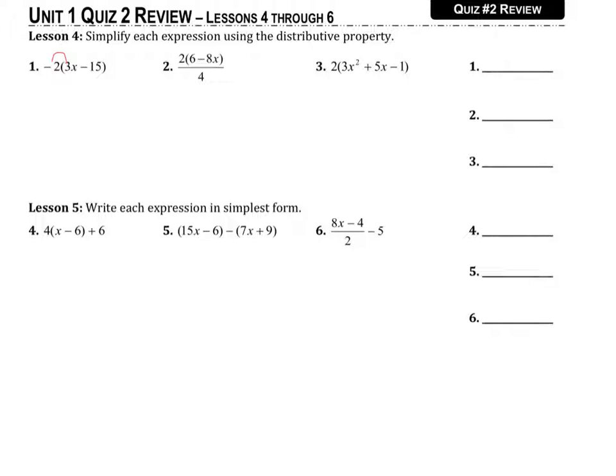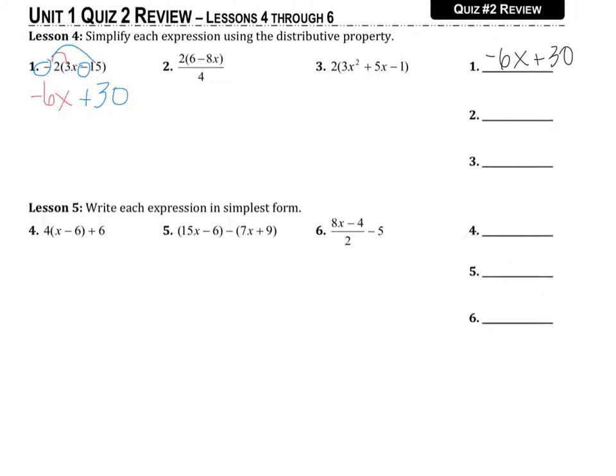So it's going to be negative 2 times 3x, which is negative 6x, and then we have negative 2 times negative 15. Please notice that this is a double negative. So a negative times a negative is a positive, and 2 times 15 is 30. So negative 6x plus 30 is your answer.